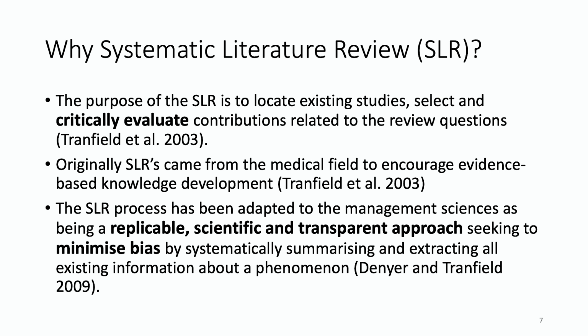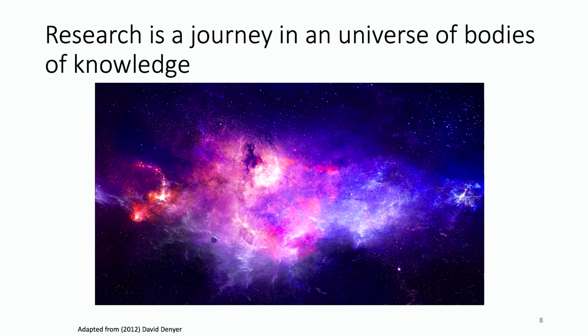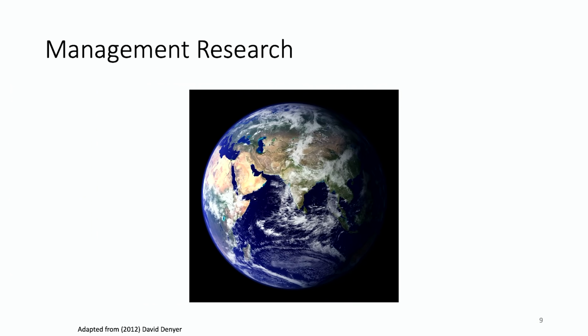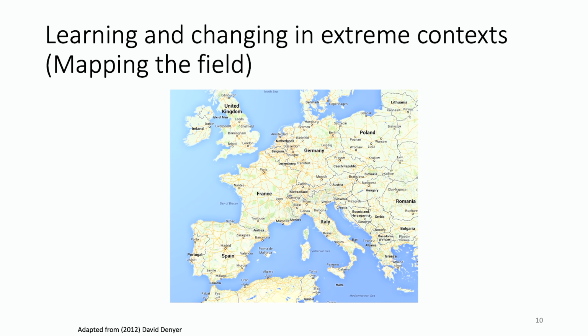Okay, so let's look at how we start this idea. How do we start this process? Research is a journey in a universe of bodies of knowledge. So we have a very wide space, and as we start narrowing down, we, for example, focus on a planet. This example is the management research field, which is very broad. And at least we've chosen a familiar planet. Hopefully, yes. And then we start looking at understanding where the boundaries are.